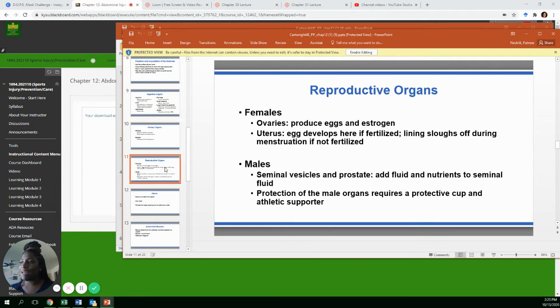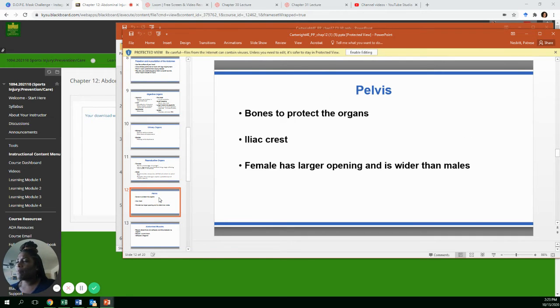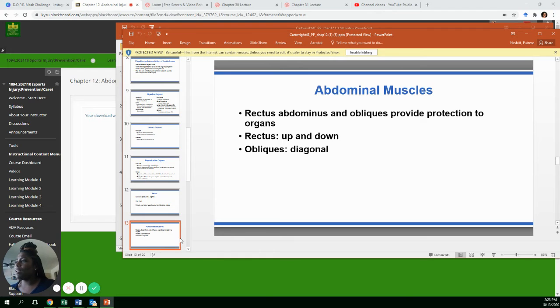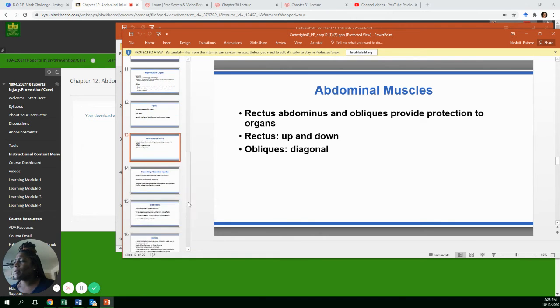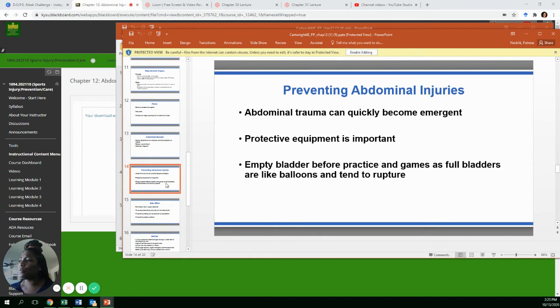If you are in anatomy, this should be a breeze for you. But I'm not going to go too deep into it because this isn't an anatomy class. This is a sports injury class, and knowing the ways to identify the differences and needs of each organ in terms of identifying injuries and addressing injuries. Okay, knowing about the bones, just a general acknowledgment of what makes up the pelvis, what makes up the abdominal muscles, and how to prevent these abdominal injuries.